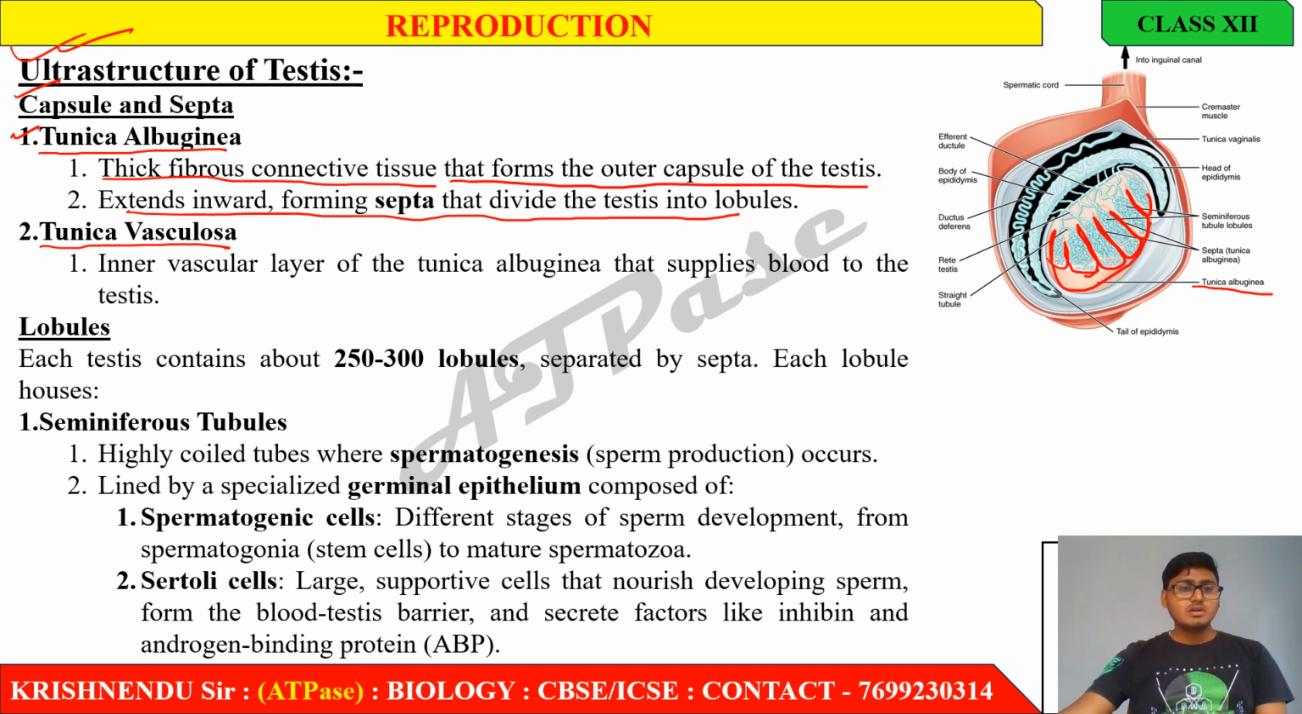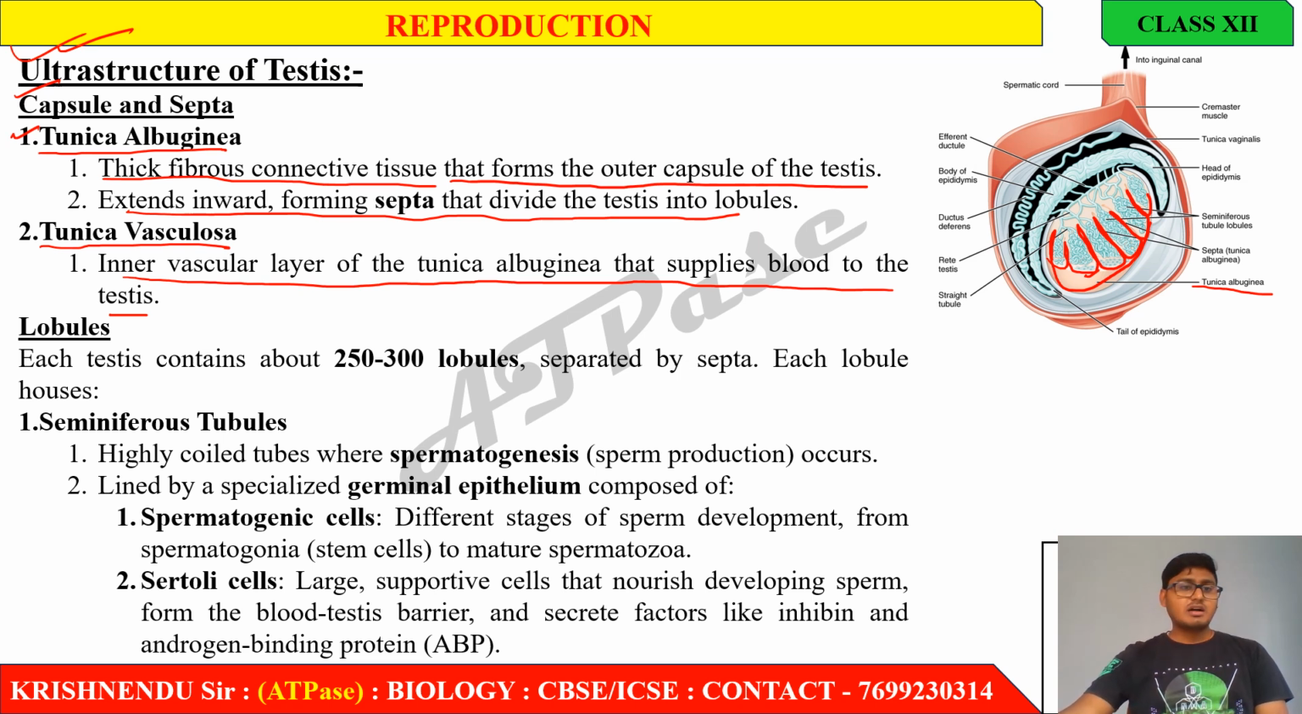Next, tunica vasculosa. This is the inner vascular layer of the tunica albuginea that supplies blood to the testes. What is the meaning of vascular layer? It means blood vessels are present in this layer. It is beneath the tunica albuginea and supplies blood to the testes.